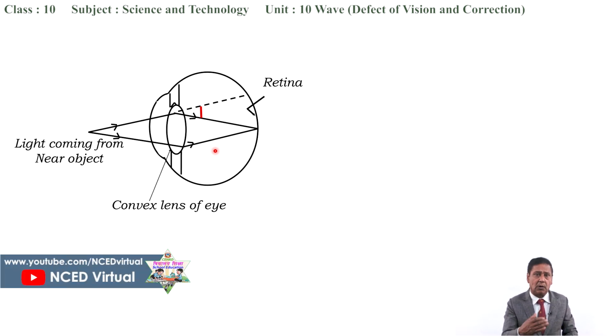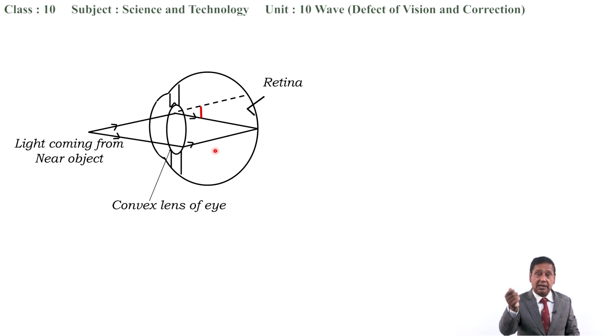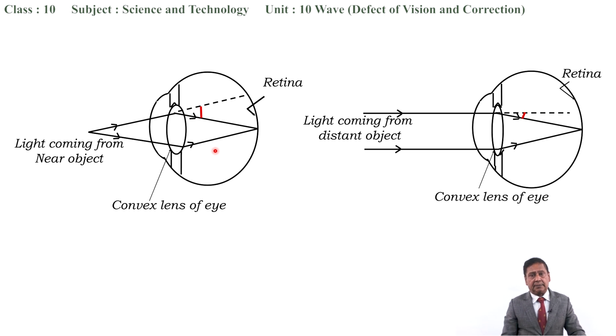It means, while watching a near object, the convex lens of the eye should be thick, and the converging capacity should be more. And what about the distant object? Look at this. The light rays coming from a distant object are represented by parallel rays. Here we have parallel rays coming from the object. The parallel rays of light coming from the object are focused on the retina again.